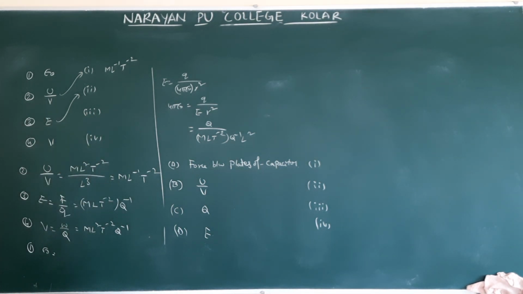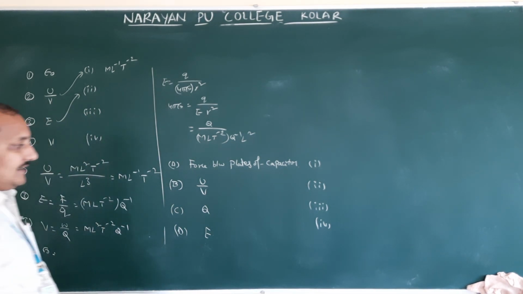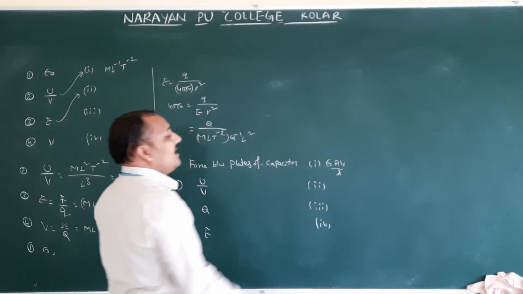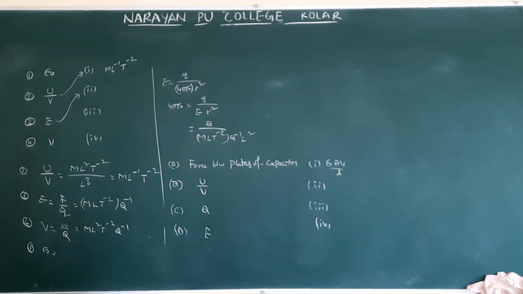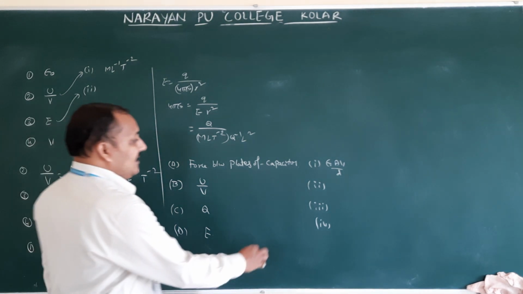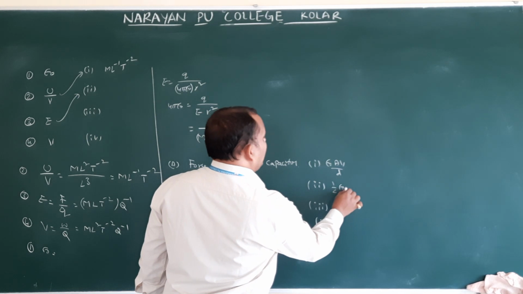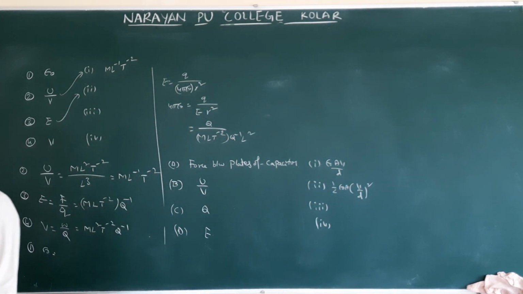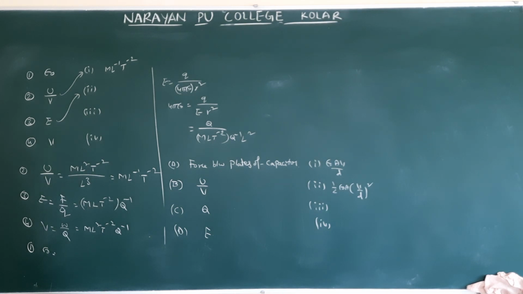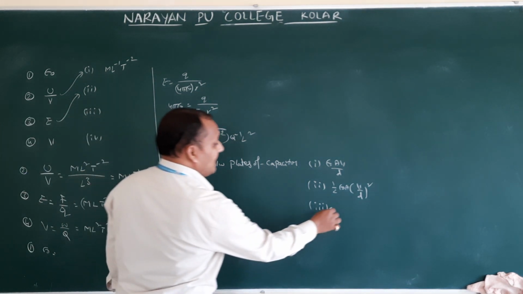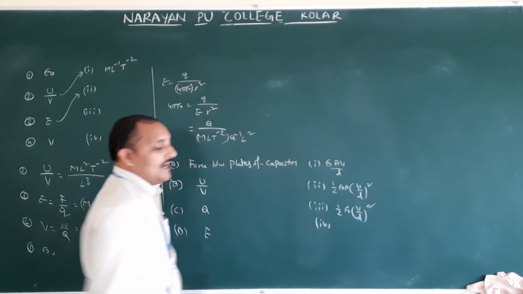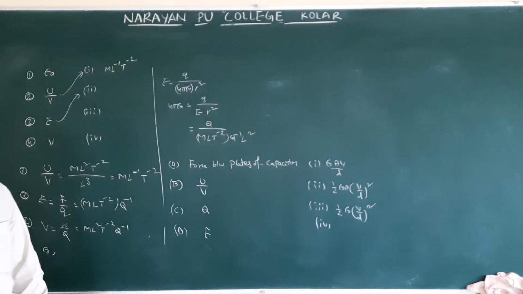First one they gave epsilon naught AV by D, or A epsilon naught V by D. Second one, epsilon naught A V by D whole square. Next one they gave epsilon naught V by D whole square. Last one they gave V by D.